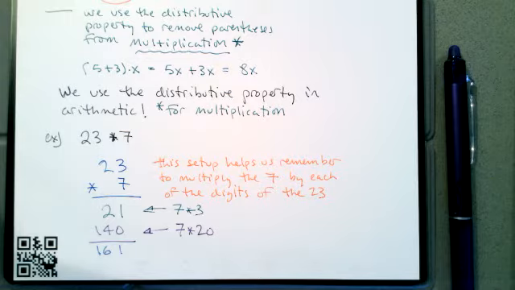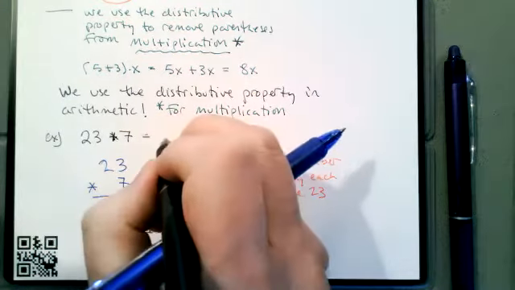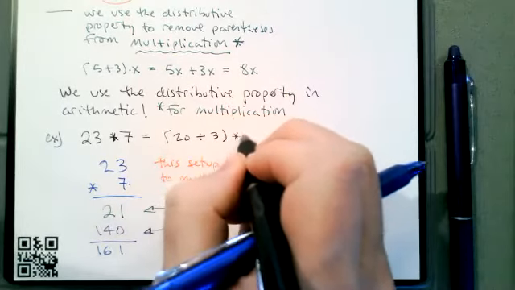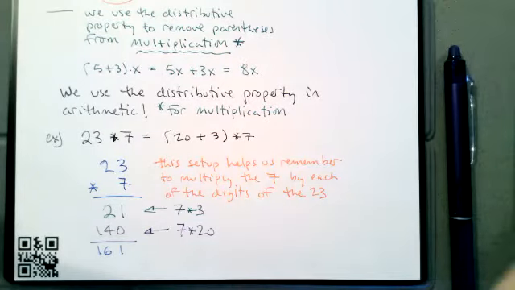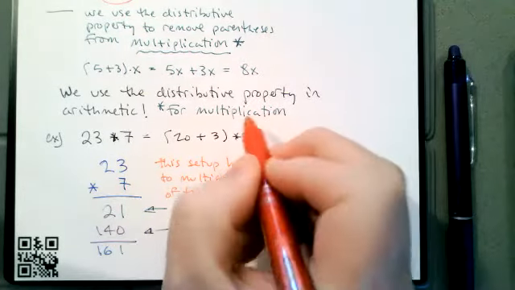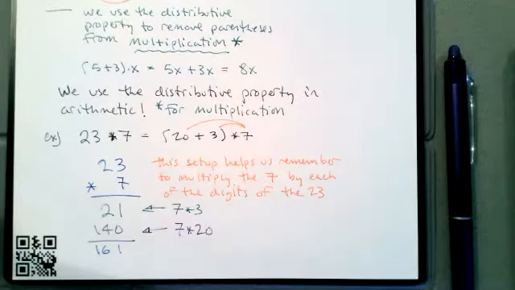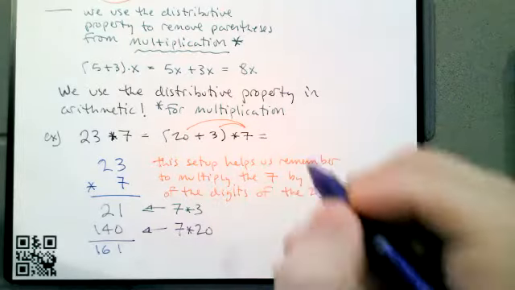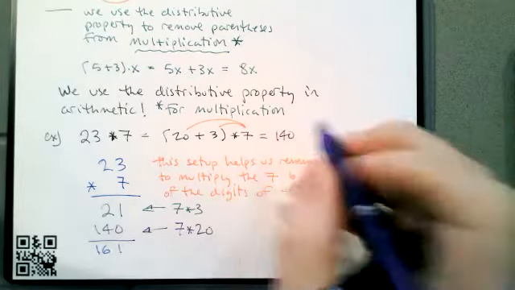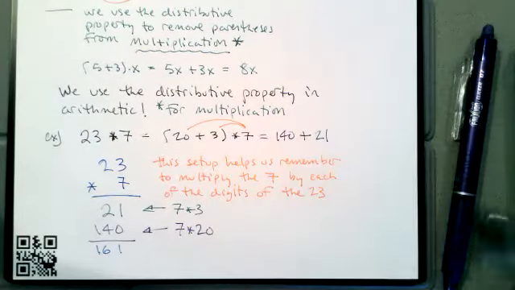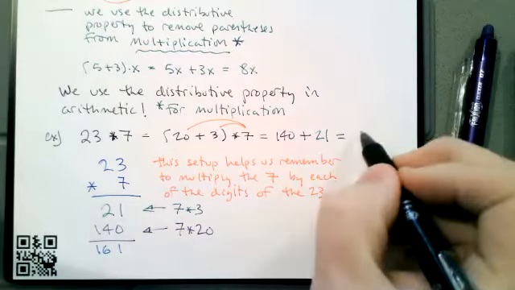We're just using the distributive property because we're looking at the 23 in parts. We're observing that 23 is actually 20 plus 3. And then we're just using the distributive property. Setting things up this way is just helping us remember to use the distributive property. So we have the 7 times the 20 is 140, plus the 7 times the 3, which is 21. And so we get a total of 161.